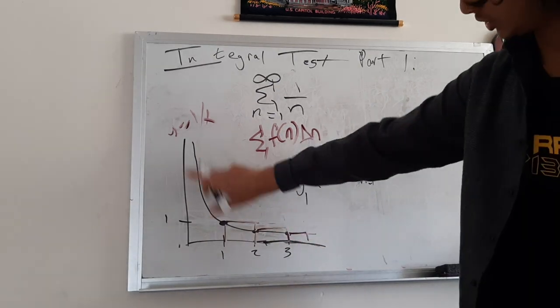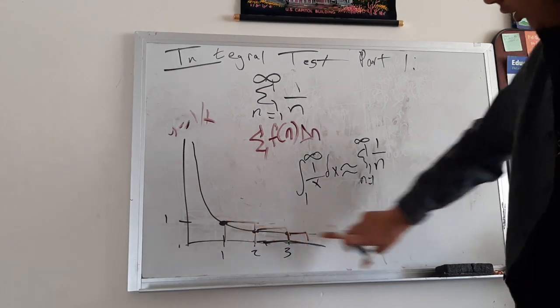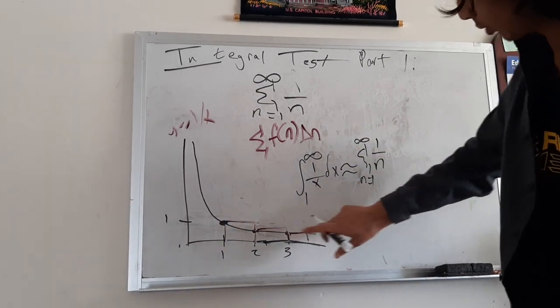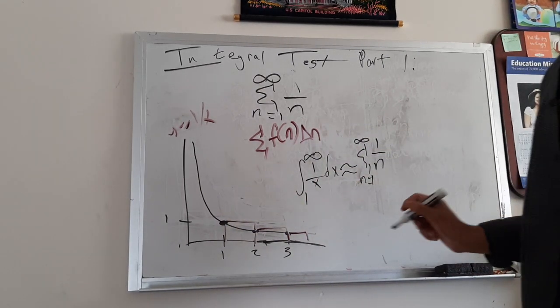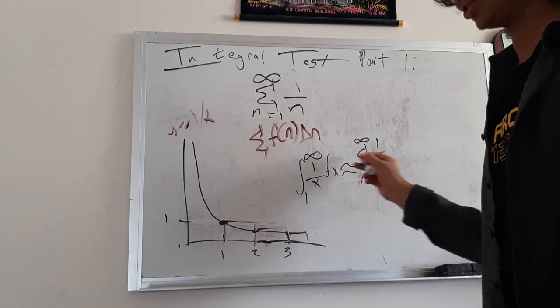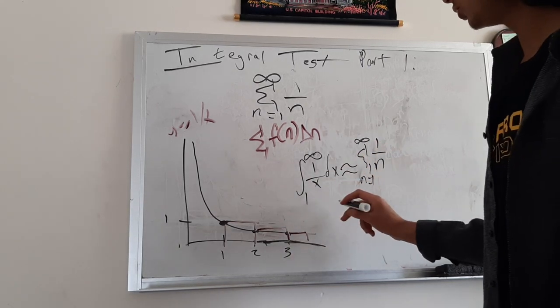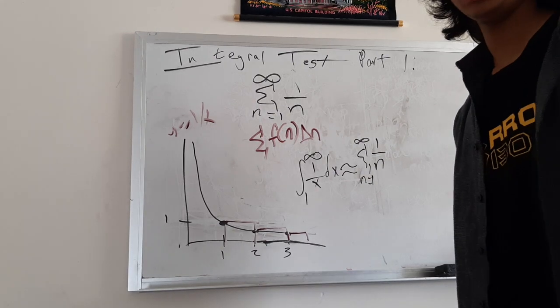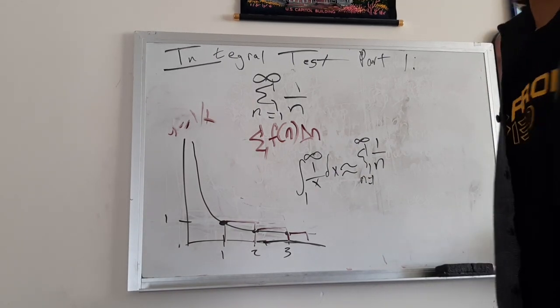Because obviously this is the area underneath this curve from 1 to infinity. Then these are these rectangles from 1 over infinity. So the idea is that if these are estimates of each other, if one of them goes to a finite number, then the other one is also going to be finite.